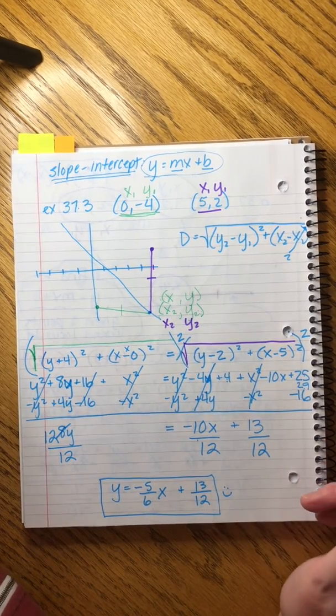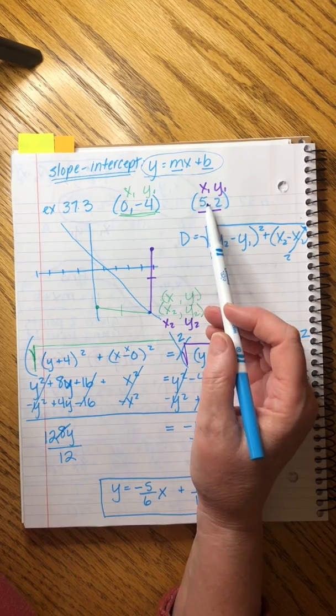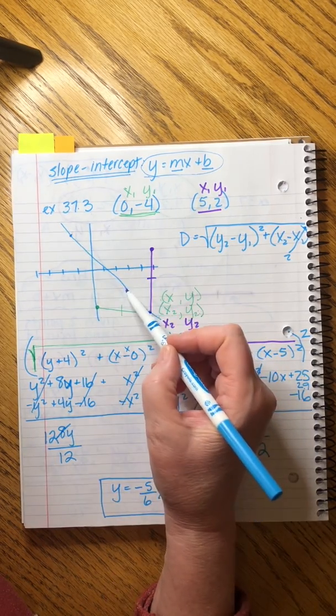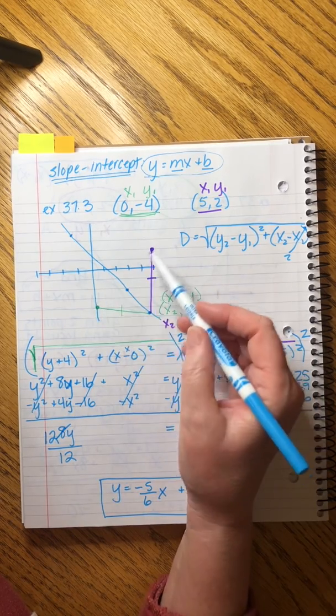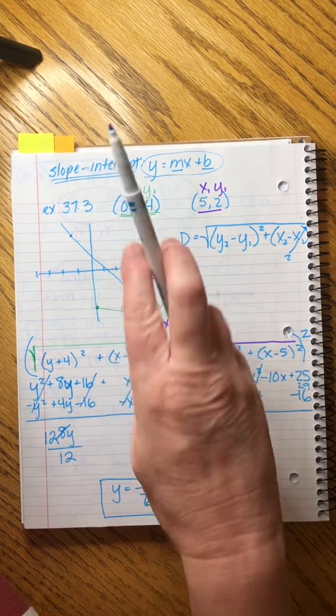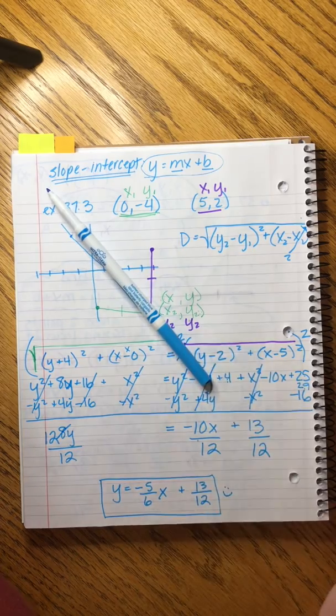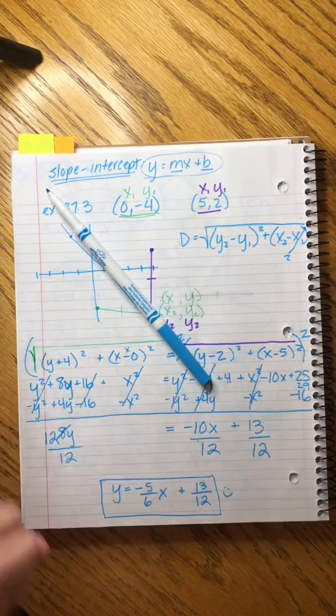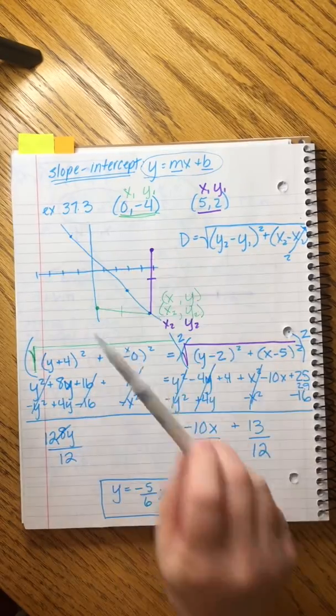And P.S., we don't do it the same way. When we've done this in the past, we've been given 2 points that lie on the line. Here we're given 2 points that lie off the line and told that the line lies in between them. So these points represent something very different in this kind of problem than the ones we've done in the past.